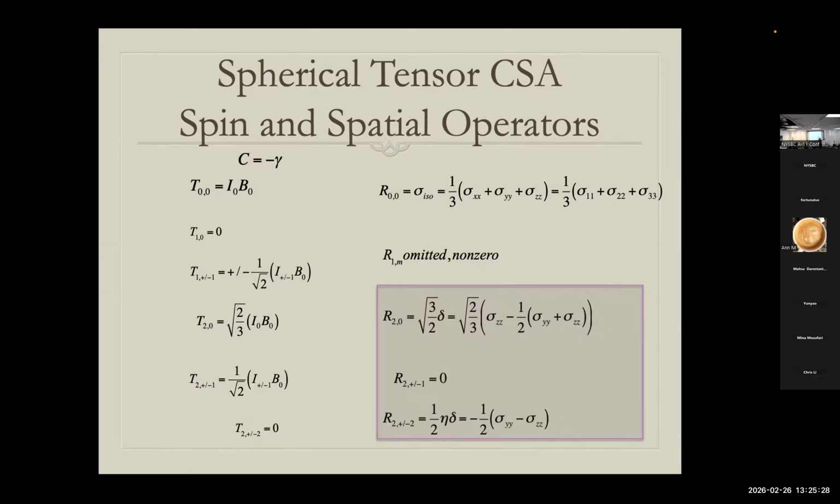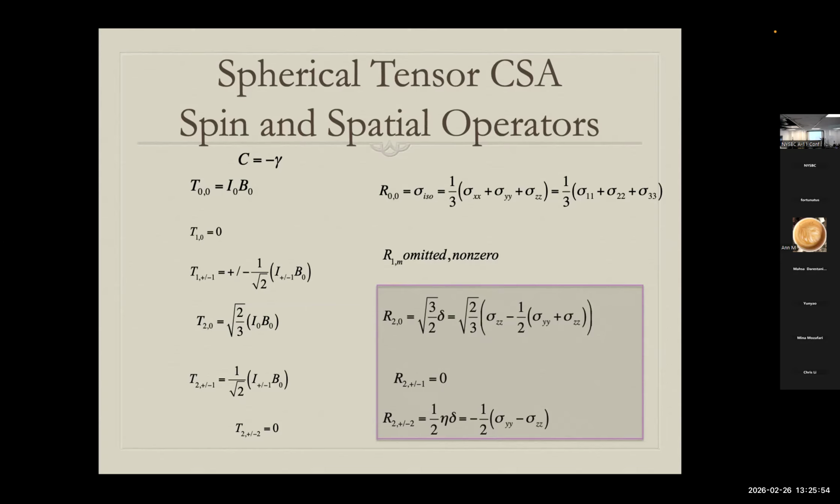So we can ask the same question over in the spatial degrees of freedom. What is R00? If we took the CSA, written as a matrix, and extracted out 0,0, what is it? It's the isotropic. The average of the diagonal. R L,M, I left it off. It's a big expression, but we don't need it for anything we're going to calculate until we come back to relaxation.